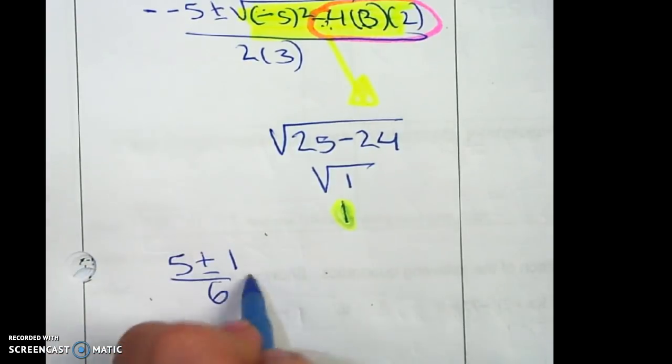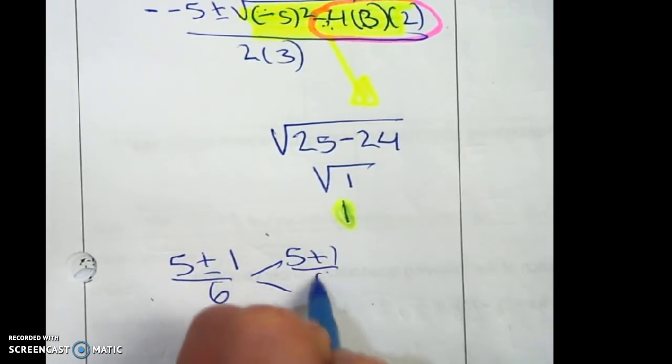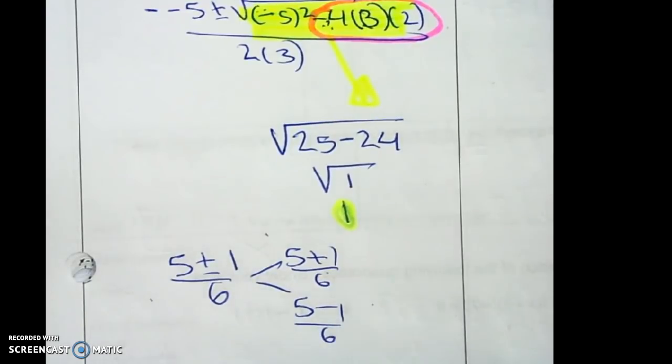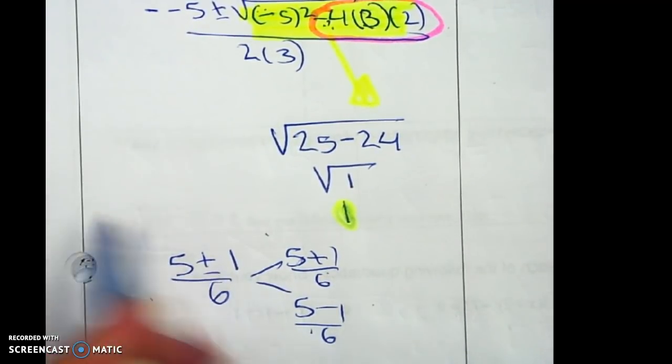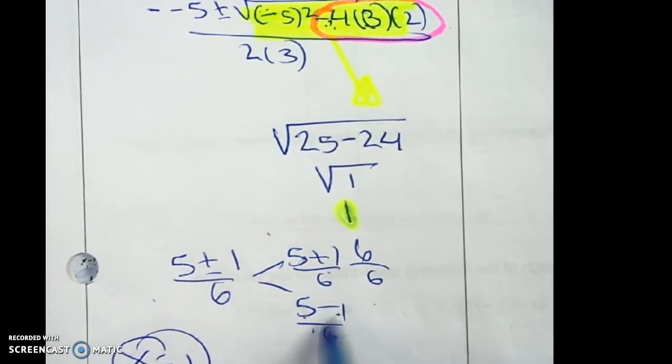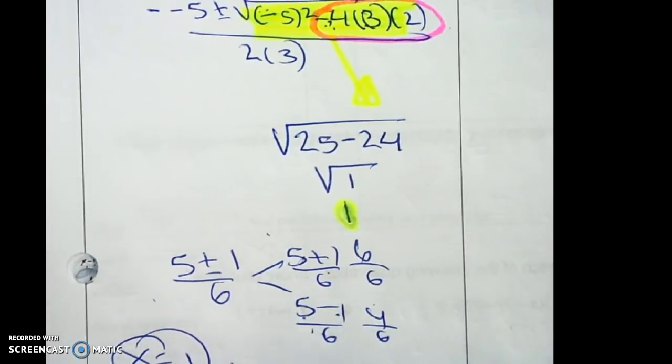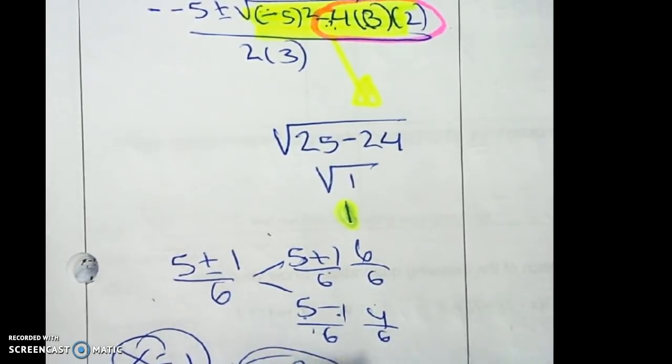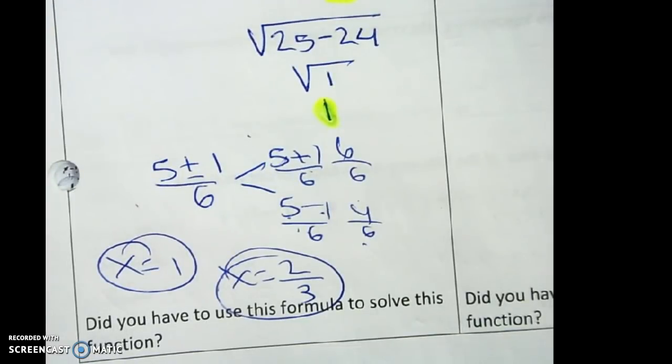So now I'm going to split it. 5 plus 1 over 6, 5 minus 1 over 6. I don't need you to show this step, but I know that's when silly mistakes happen. 5 plus 1 is 6. 6 over 6 is 1. 5 minus 1 is 4 over 6 is 2/3. I will not accept 4/6. I will only accept 2/3.